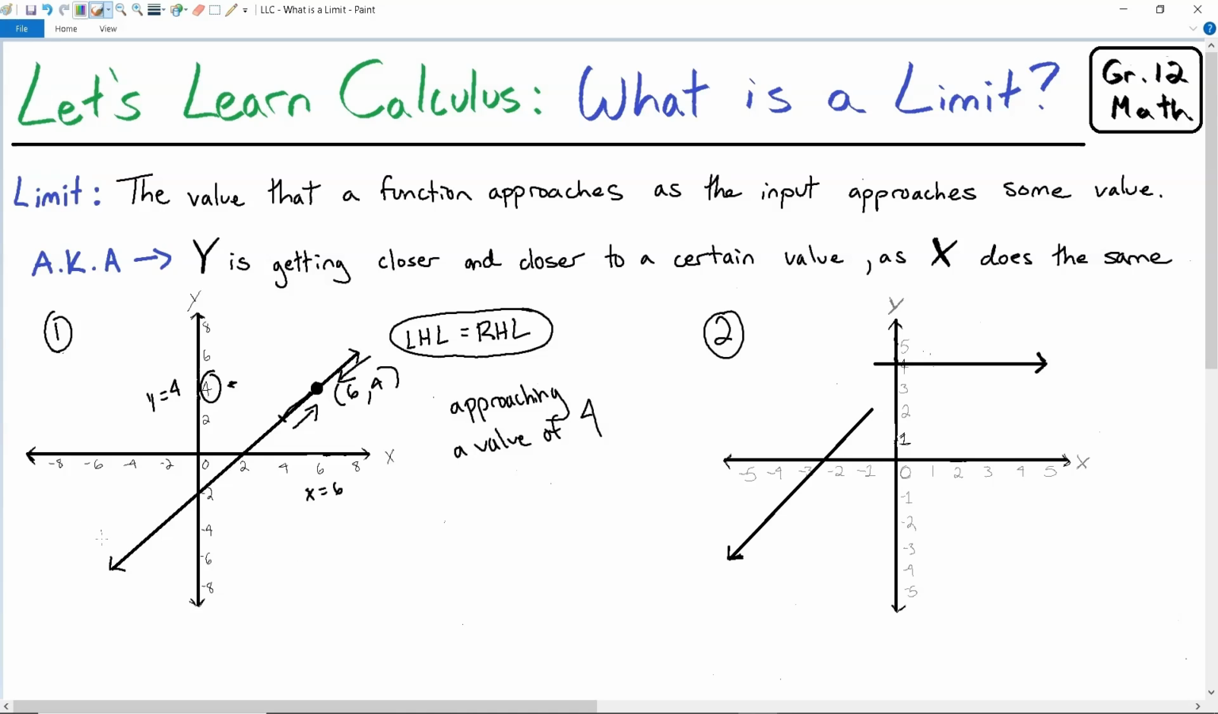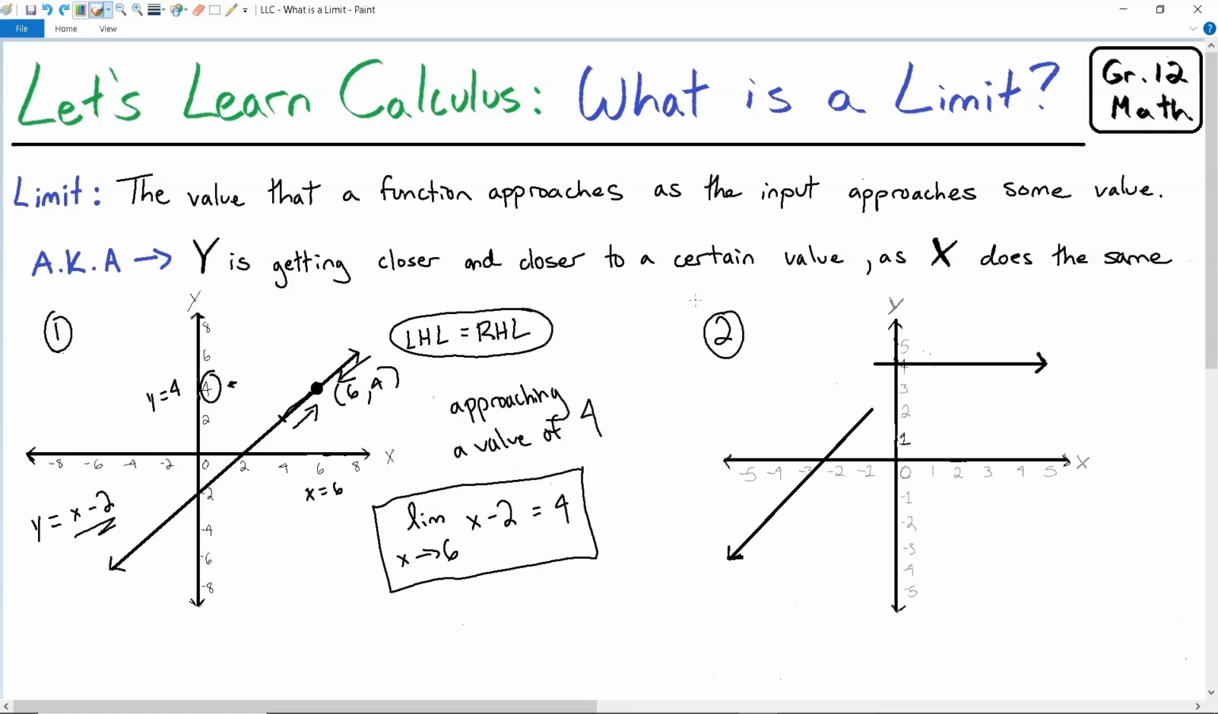If I wanted to write this out a little bit more professionally, I could say that this function is represented by the equation y equals x minus 2. That's just a simple line equation. Then to represent its limit, I could say that the limit as x approaches 6, and that's what this arrow means, we're approaching this value, of x minus 2 equals 4. This would probably be the cleanest way to represent a limit.